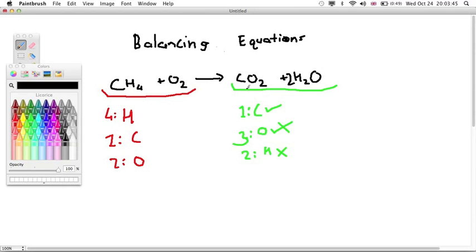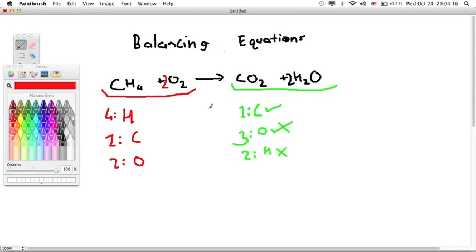Number of carbons, there's only one here, but there is one here, so that's right. So one carbon, one carbon. We have four hydrogen, but we have four oxygen, and we only have two oxygen over here. So because this was a fairly simple one, you just add two over here. So let me choose a different color, red. Two, two. So now we have the same things on each side.